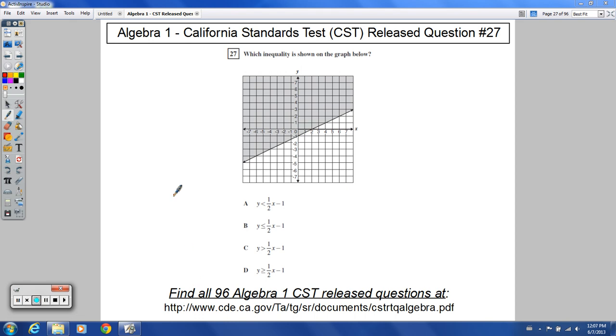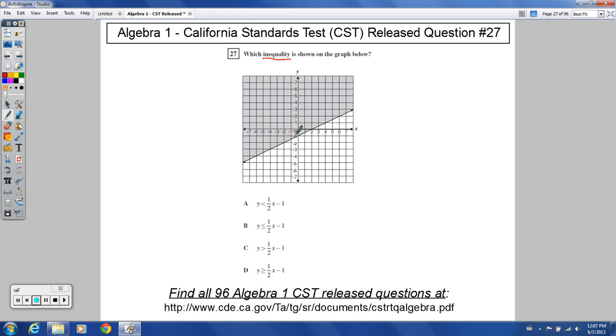Hello everyone, and welcome to Algebra 1 CST release question number 27. It says, which inequality is shown on the graph below? With inequalities, we need to think of shading, so things either being greater than or less than, but really that's the only difference between graphing inequalities and graphing equalities or equations.